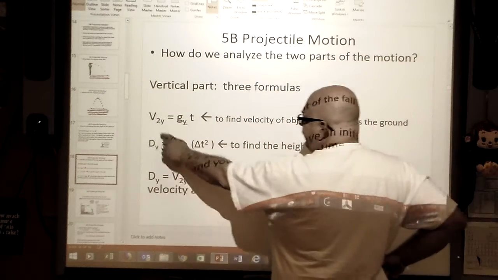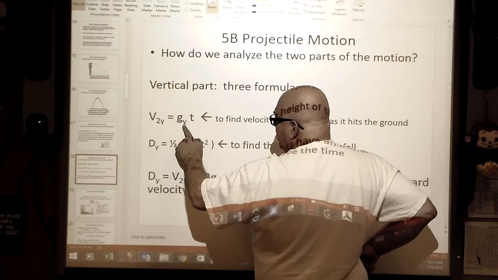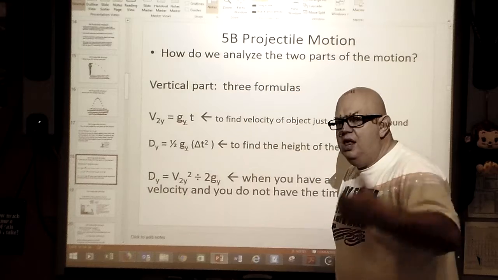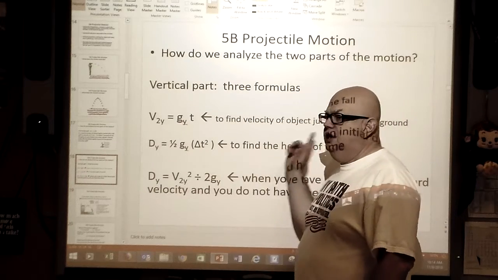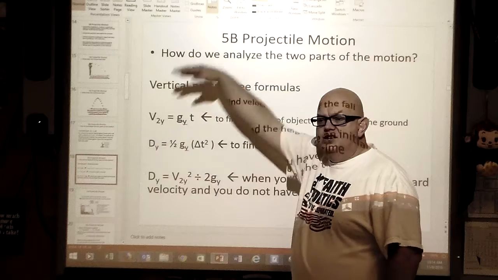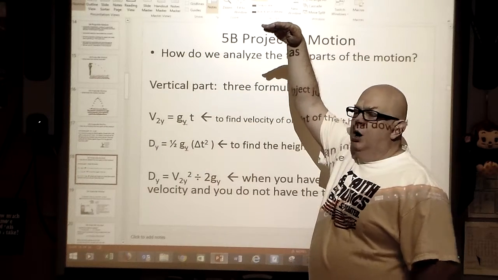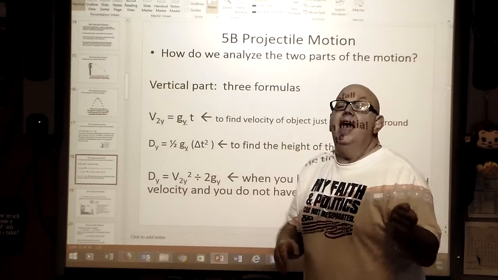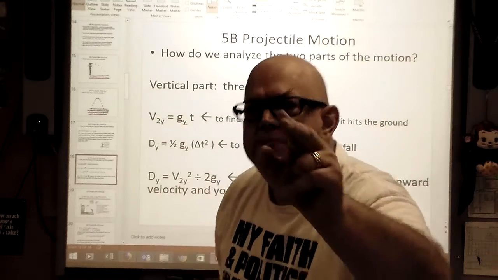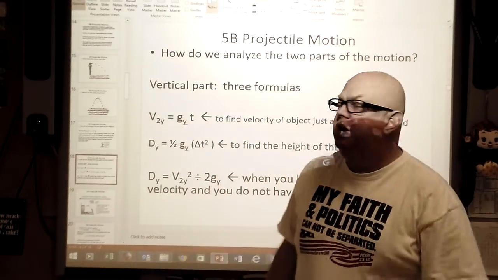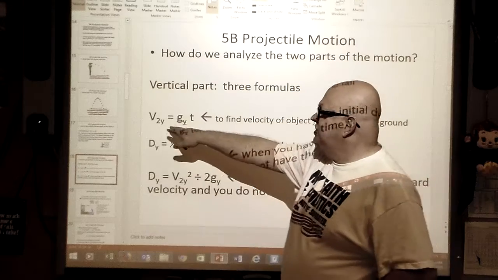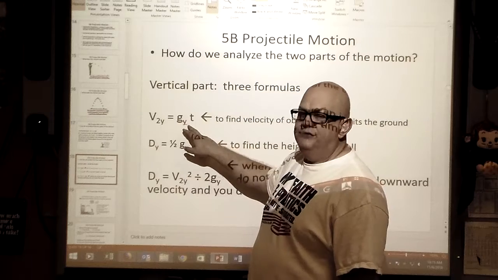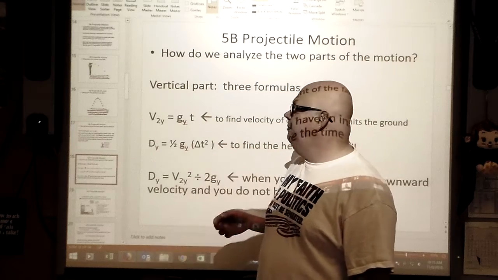So, for this one, V2 in the Y direction is equal to gravity in the Y direction times time. Now, the idea is this. We're trying to find the velocity of the object just as it hits the ground. Because when it starts at the top, it's at zero. Gravity has taken over. It's speeding it up, speeding it up. It's at its fastest just before it hits the ground. It's at its fastest before it impacts. So if we know the speed, we know our velocity, guys, we know the gravity, then we can find the time. How long did it take for it to come down?